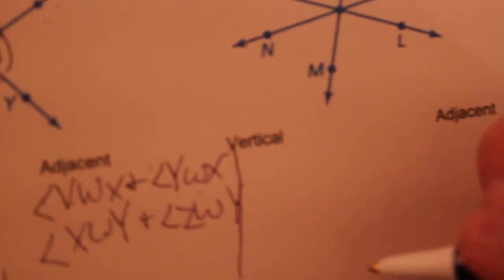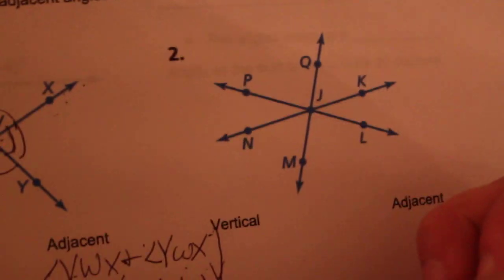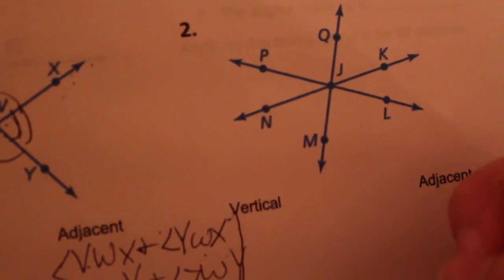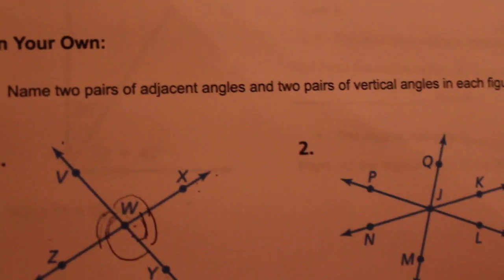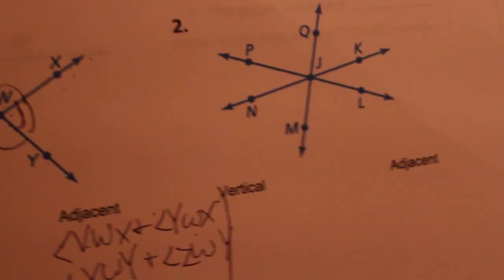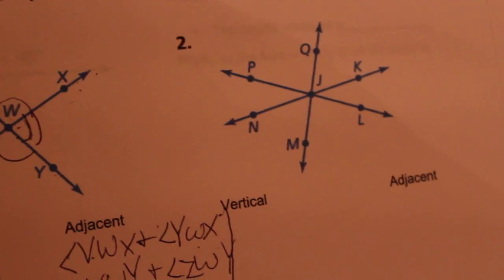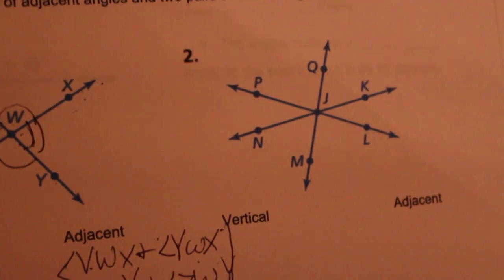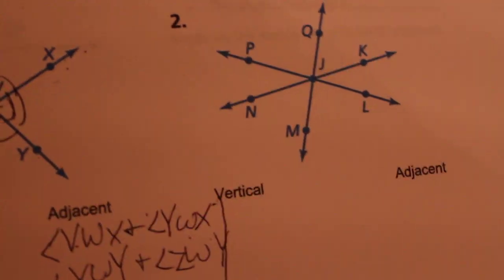Now let's look at problem number 2. Problem number 2 is going to be done the same way. We're looking for a couple of vertical angles. The directions, remember, says name 2 pairs of adjacent and 2 pairs of vertical angles. So you just need 2 pairs of them. You don't need to list all of them. So please don't write all of them. You do not have enough room.